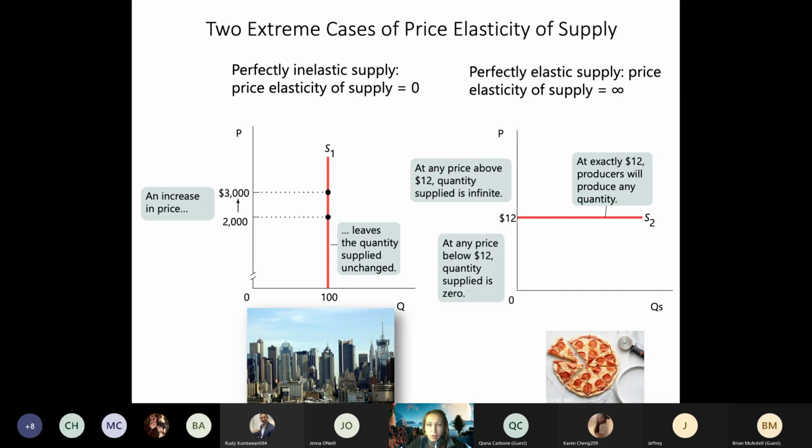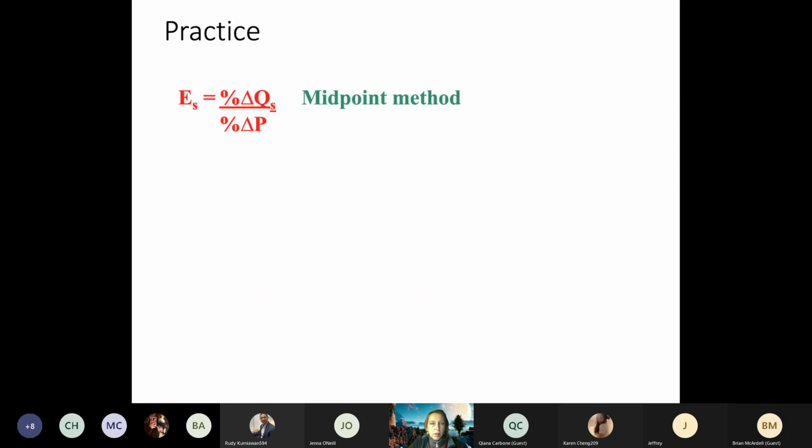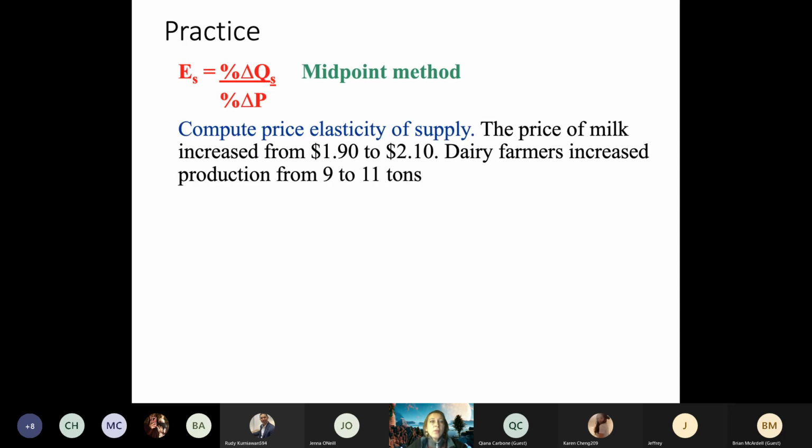So, okay, question. With the midpoint formula, we need to compute the price elasticity of supply. The price of milk increased from $1.90 to $2.10, and dairy farmers increased production from 9 to 11 tons. You apply the same idea: you find the percent change in quantity supplied in this case, and divide by the percent change in price. So quantity changed from 9 to 11.